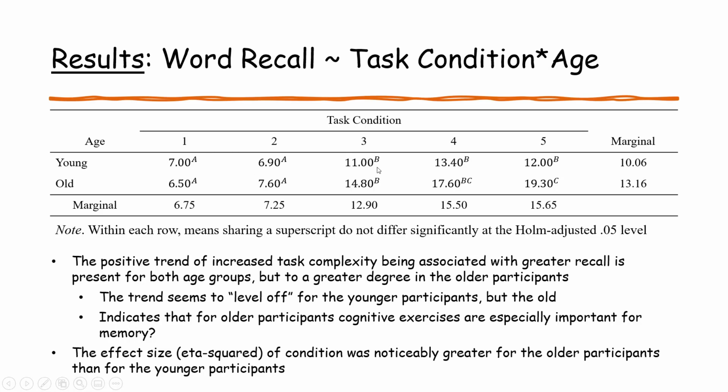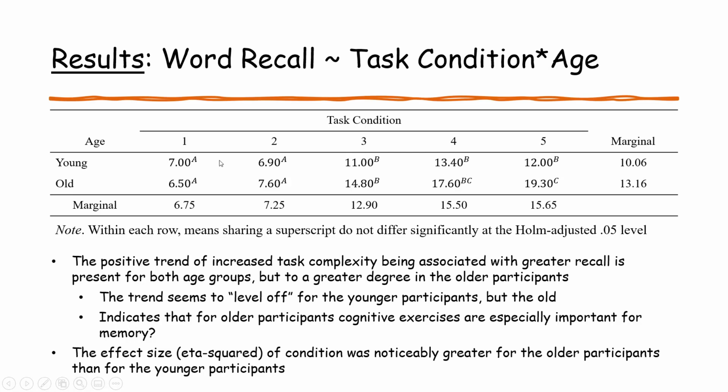And for the younger folks, those in conditions 3, 4, and 5 did not have significantly different recall scores from one another. That's why they're sharing that B, because they don't differ significantly from one another. But again, 1 and 2 collectively all significantly differ from those younger folks exposed to conditions 3, 4, and 5.